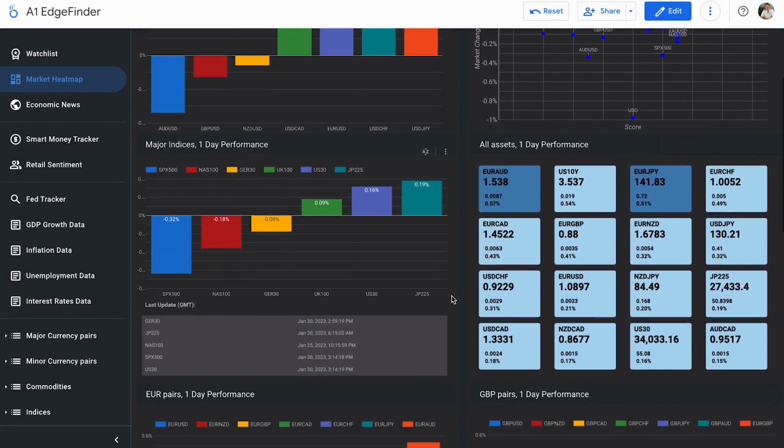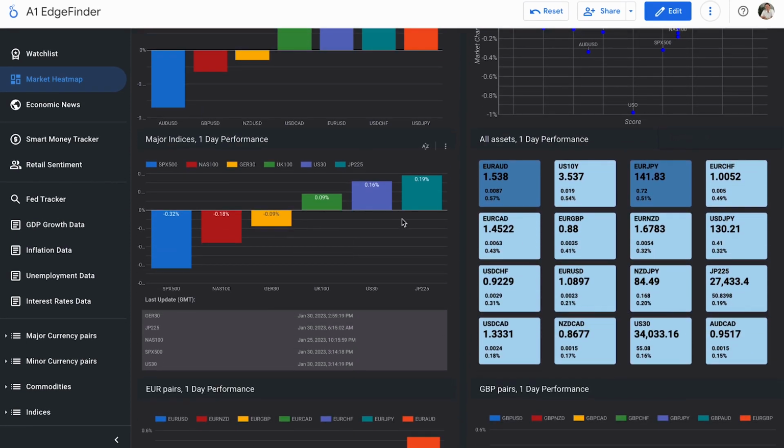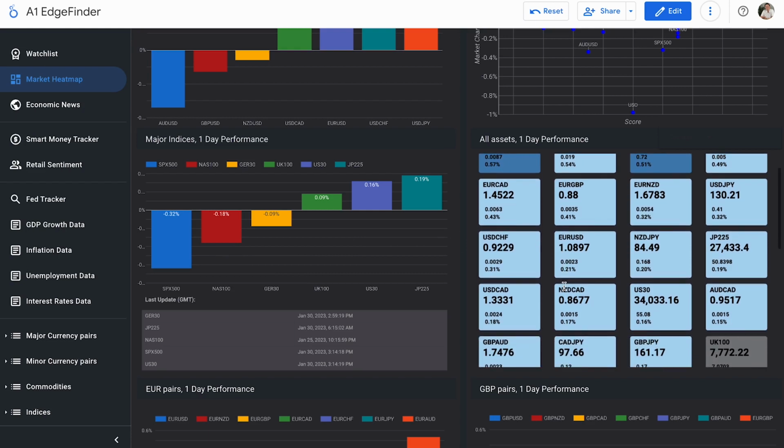Our major indices are split 3 and 3, with the JP225 being the biggest mover to the upside so far, up 0.19%, but the S&P 500 and the NASDAQ 100 down on the day, down 0.32% for the S&P and down 0.18% for NASDAQ. Let's take a look at gold and oil here in all of our assets.